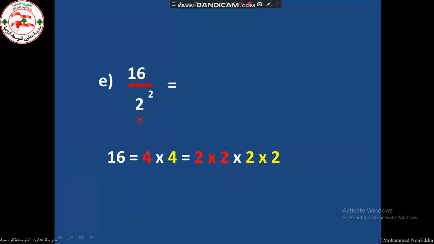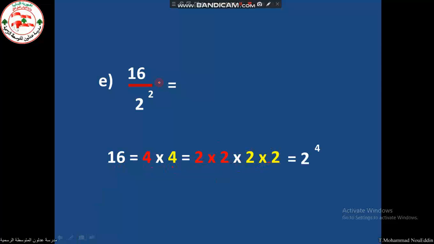should decompose 16. 16 is 4 times 4. This 4 is 2 times 2. And this 4 is 2 times 2. And we write it in the power 4. We have 2 multiplied by itself 4 times. So we could write it as 2 to the power 4.